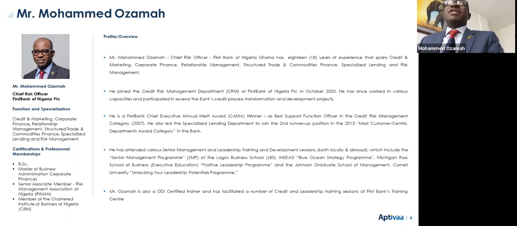In the same vein, on ILAAP, liquidity, it has come to the realization of banks, especially post the financial crisis of 2008, 2009, that liquidity is king, and liquidity is very, very important to ensure that banks continue to meet their obligations to depositors and customers.